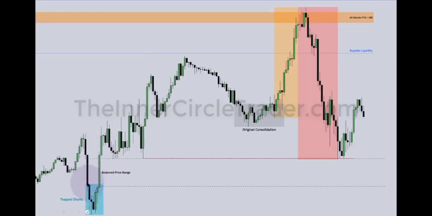A balanced price range is where the market has both a downside and upside, or sell side delivery and buy side delivery that overlap one another in the same relative range in price. So you can see how this candle's high, that candle's low. That would normally be what? A sell side imbalance, buy side inefficiency.